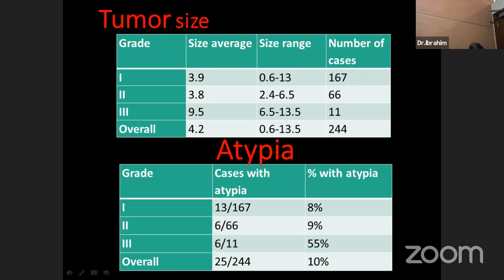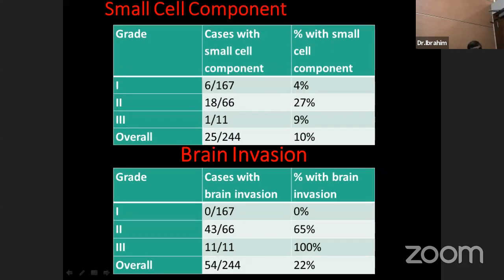Atypia is more common. You can see some atypia even in grade 1, but usually in a few number of cells. But in grade 3, most of the cells are atypical. Small cell component can be seen most of the time in grade 2 and other than other grades. So it's usually one of the features of an atypical meningioma, not the benign one.